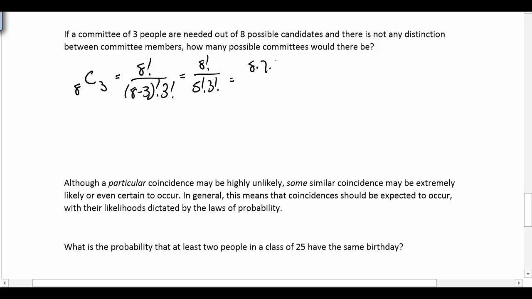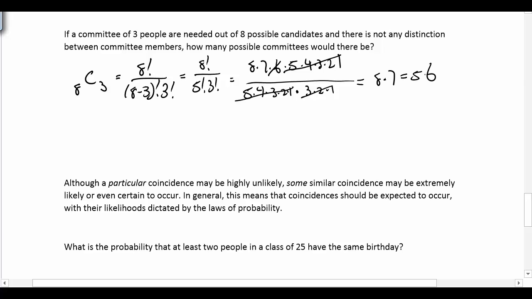So 8 times 7 times 6 times 5, 4, 3, 2, 1. Spelling that out, 5 factorial, on the other hand, is 5, 4, 3, 2, 1. And 3 factorial is 3, 2, and 1. Okay, now a couple things I notice. The 5, 4, 3, 2, 1 divides out, and I'm left with 3 times 2 times 1. Well, 3 times 2 is 6, so the 6 divides out, and I'm left with 8 times 7, so there's 56 ways that that could happen.